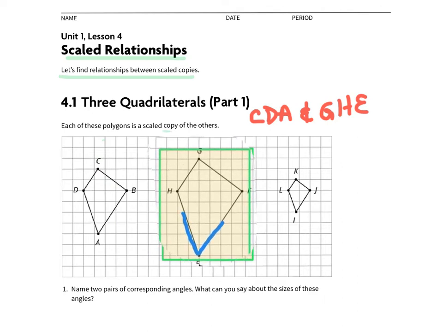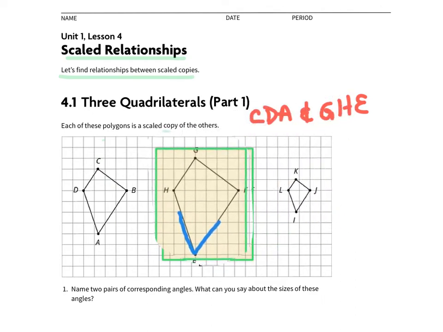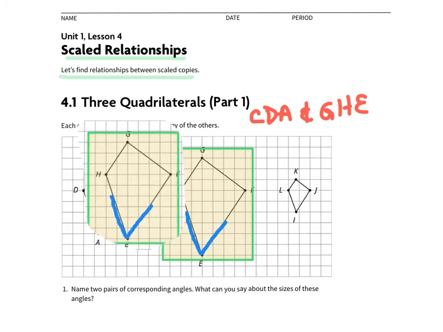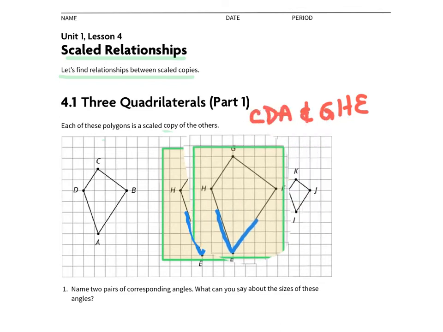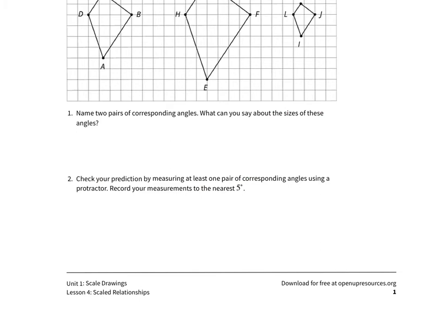So part of the lesson in this book is going to say to use a protractor, but I find using tracing paper a lot easier to do, a lot easier to see that those angles are exactly the same size if I move things around. And again, it says down here at the bottom, check your prediction by measuring at least one pair of corresponding angles using a protractor. We did that with paper, so we don't really need to do this part of it, okay?